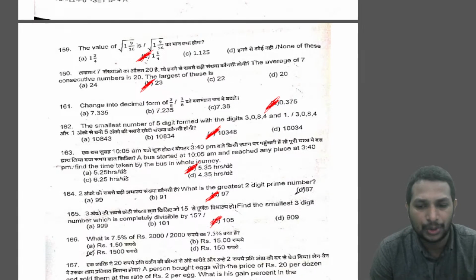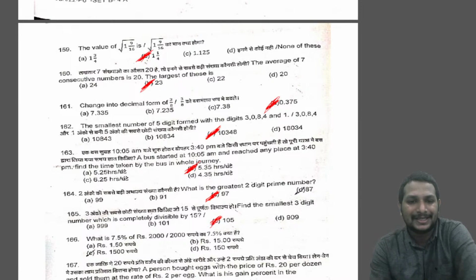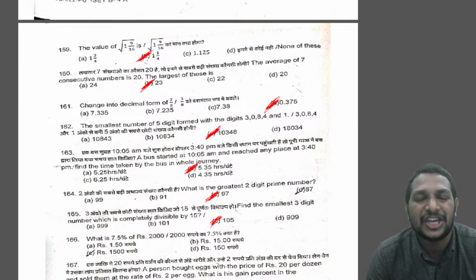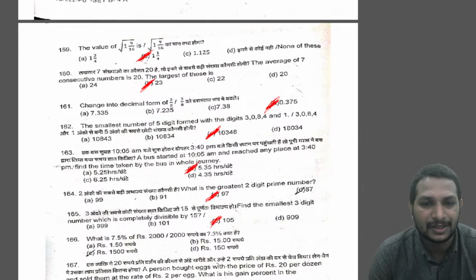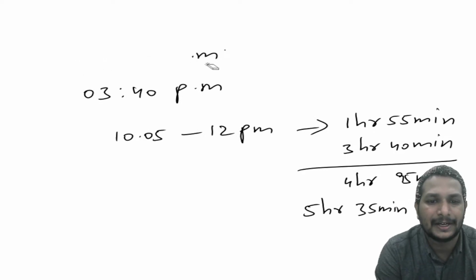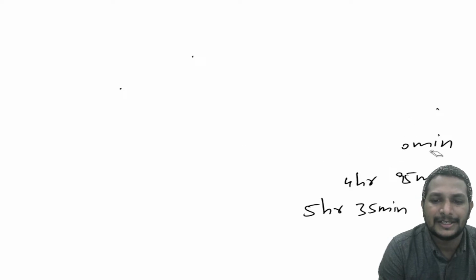Next, question number 166. What is 7.5% of 1000? This is also based on simplification. What do we need to do here? Everyone look at this: 7.5% of 1000. Here what I'm trying to do is just convert that percentage as over 100.